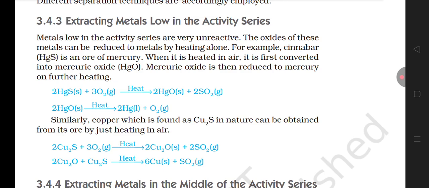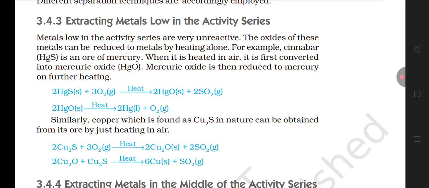And secondly, it is a sulfide ore. So in a sulfide ore, what happens? We burn it in the presence of oxygen. That is the process known as roasting. Then we get the metal oxide, and the metal oxide is reduced to get the metal. So 2HgS plus 3O2 gives 2HgO plus 2SO2, and 2HgO, when we heat it, gives 2Hg plus O2. Now this is simple reduction.